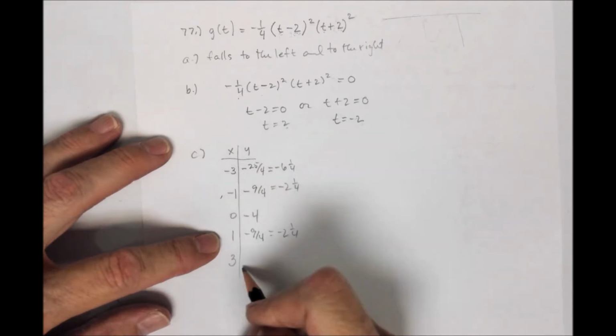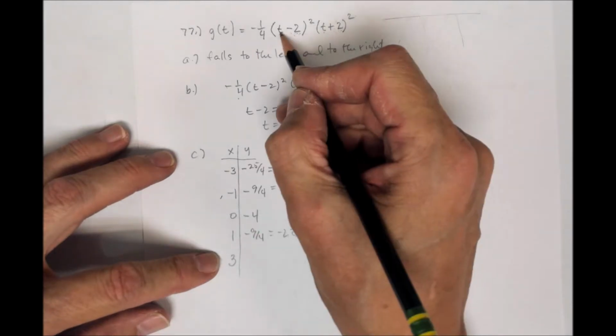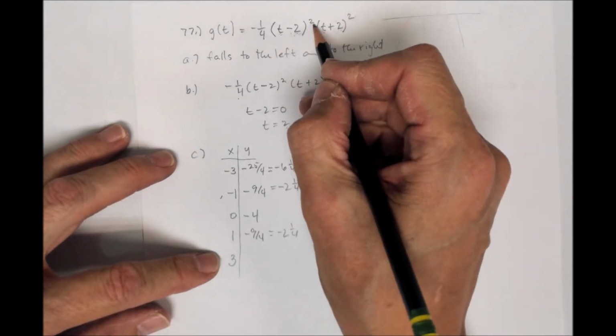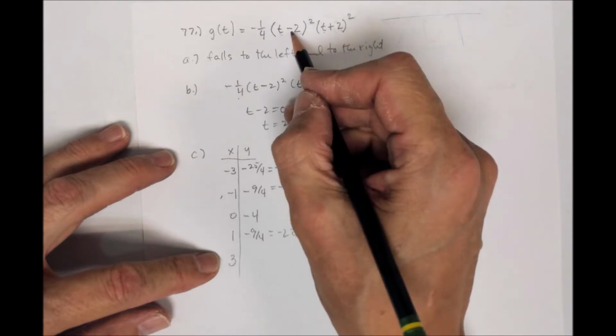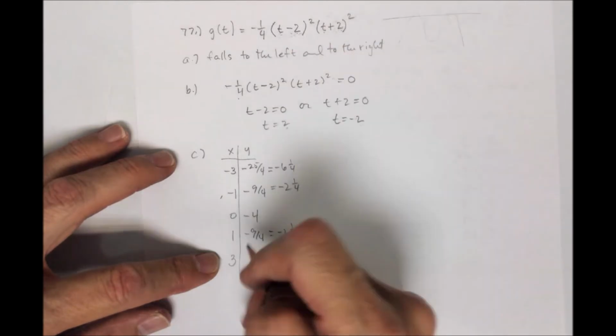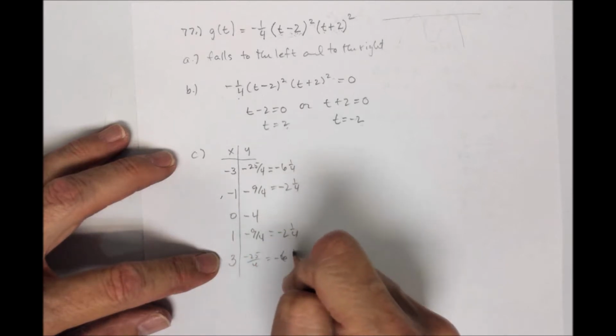And I'll bet you a dollar that if I plug 3 in, I get negative 6 1/4. 3 minus 2 is 1. 1 squared is 1. 3 plus 2 is 5. 5 squared is 25. Times 1 is 25. That would be negative 25/4, which is negative 6 1/4.